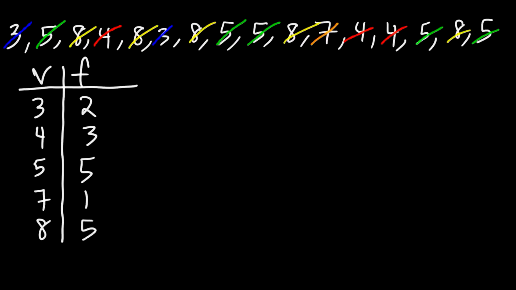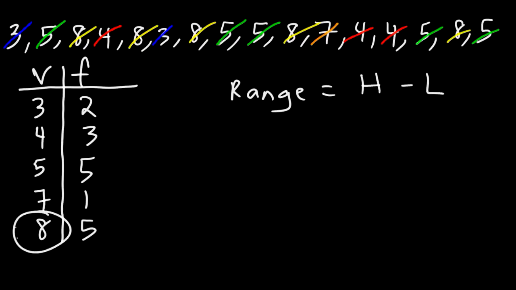So that's a very simple way to make a frequency table. Now, how can we use this table to calculate the mean, the median, the mode, and the range? Well, let's start with the range. The range is the difference between the highest number and the lowest number. And so we can see that the number with the highest value is 8. The number with the lowest value is 3.